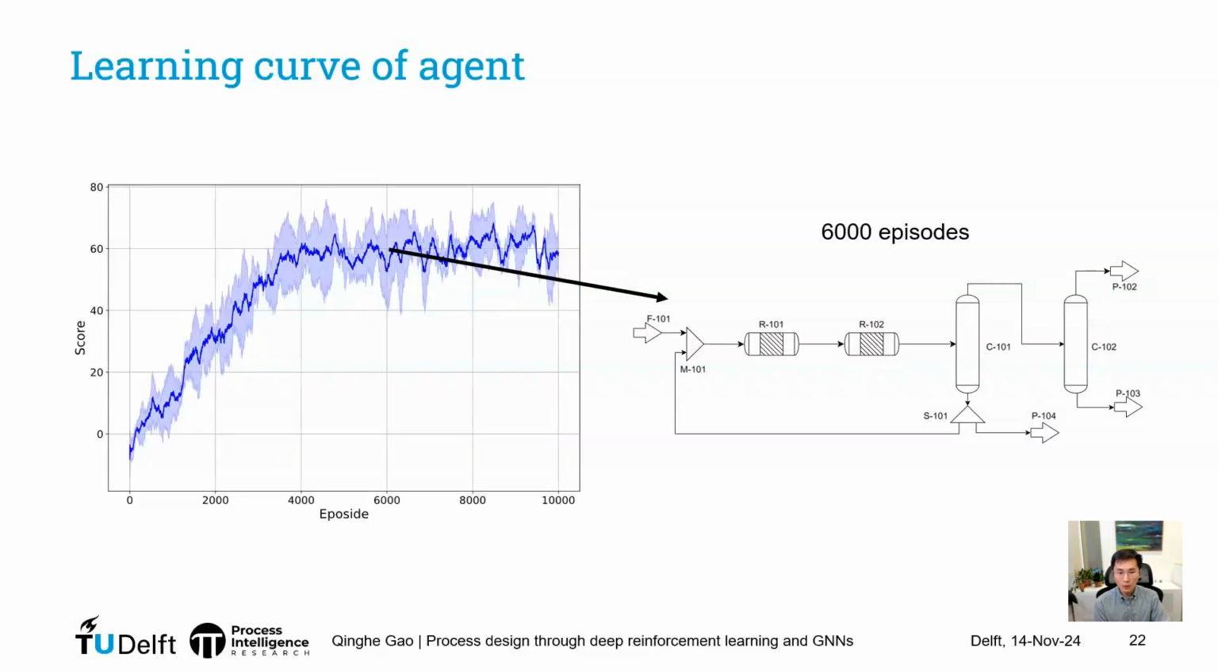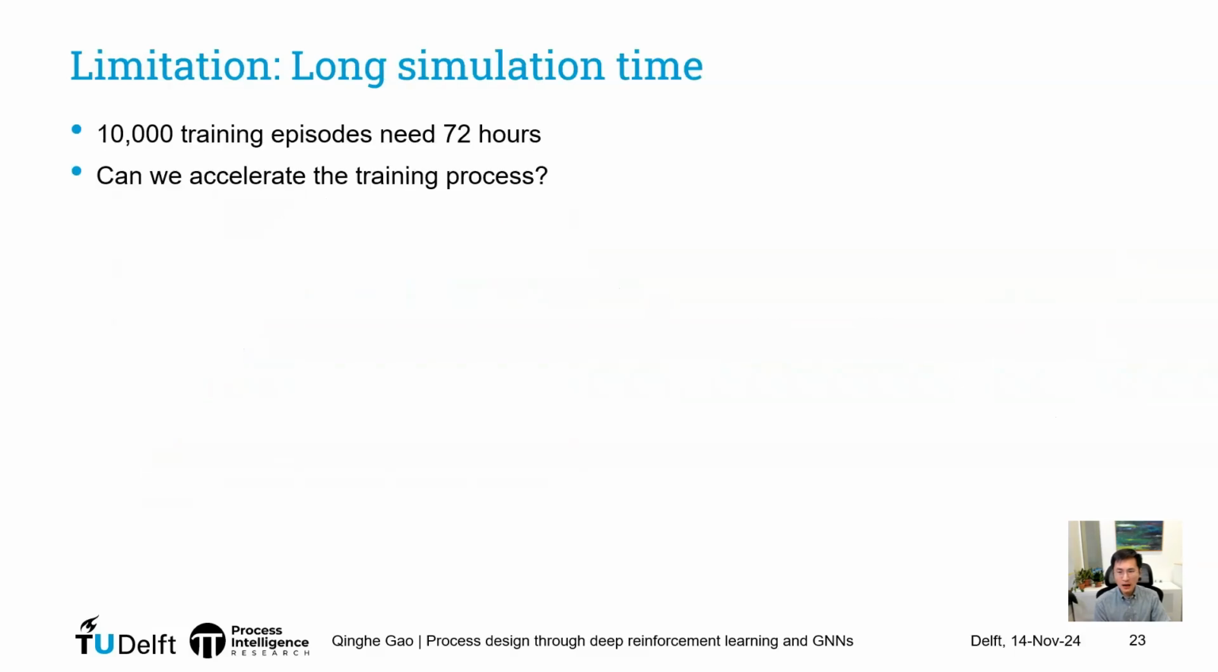Finally, when the score converges at 6,000 episodes, the flowsheet is not only economically viable but structurally reasonable now. The reaction takes place in 2 reactors, and then the mixture is separated in 2 columns. However, there's still one limitation, which is that the whole process requires long simulation time. The 10,000 training episodes need around 3 days. The question is, could we find a way to accelerate the training process?